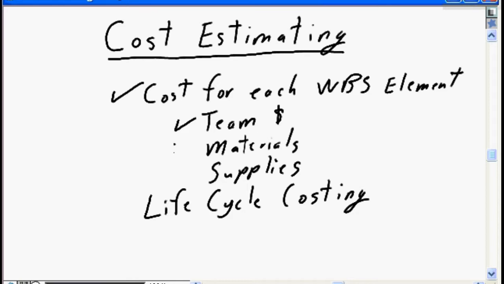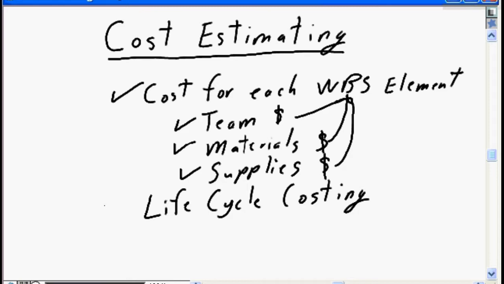There may be specific materials related to each breakdown structure element. How many materials, how much do the materials cost will allow you to allocate a cost to each element of the work breakdown structure. And similarly for the supplies, knowing what the supplies are related to each element of the work breakdown structure will allow you to determine the specific costs related to that work breakdown structure element.